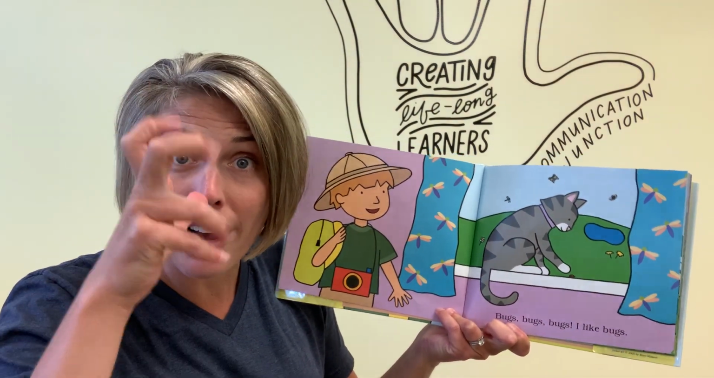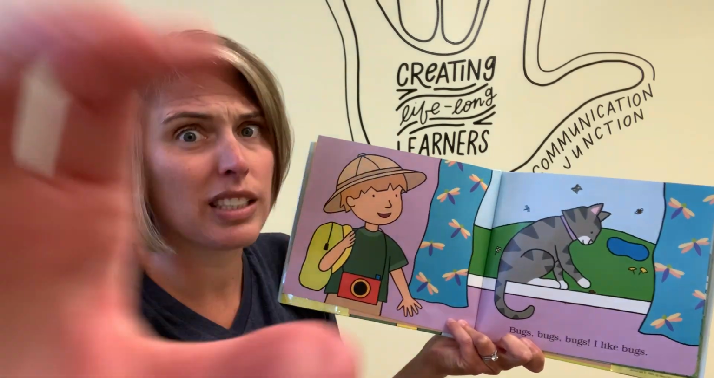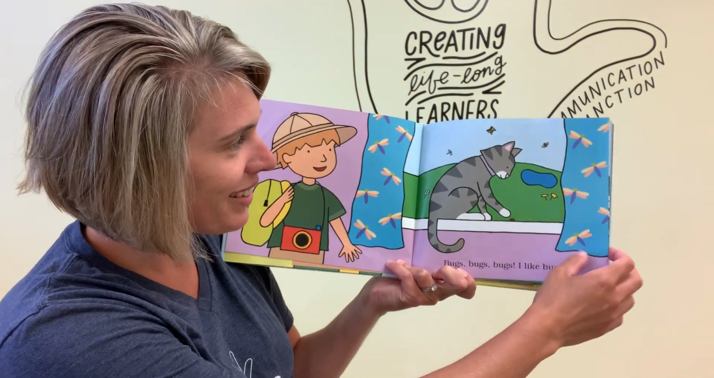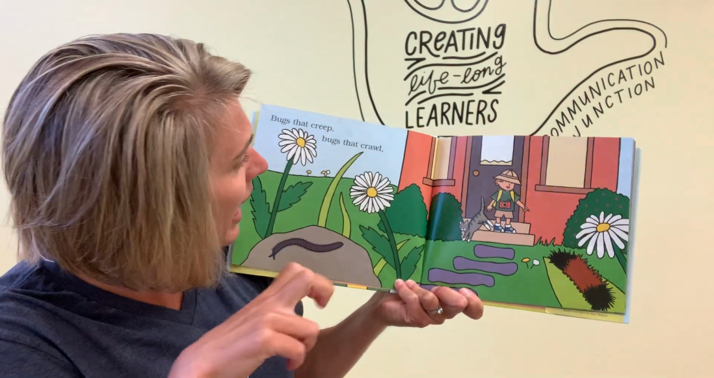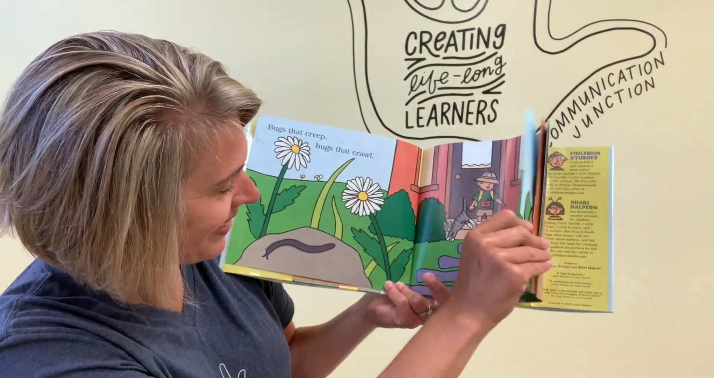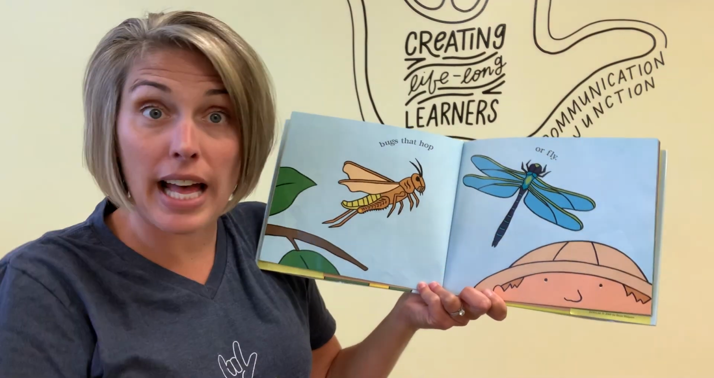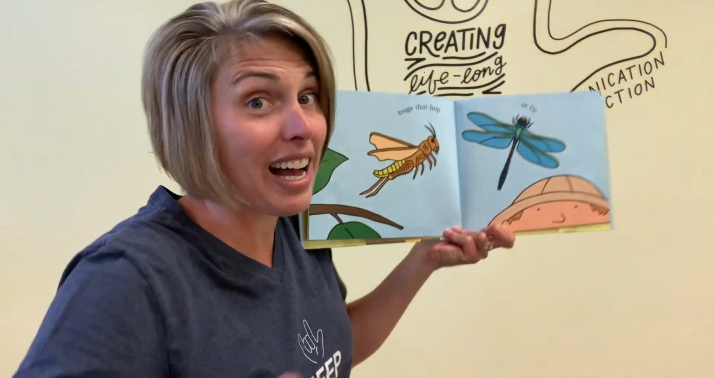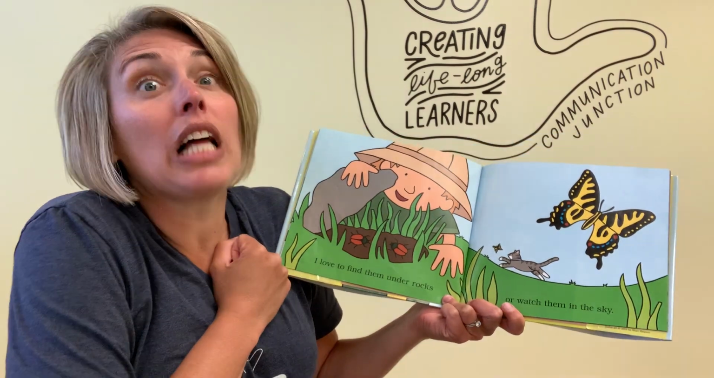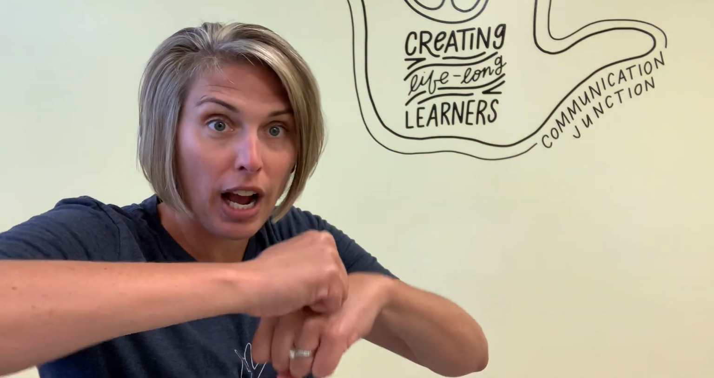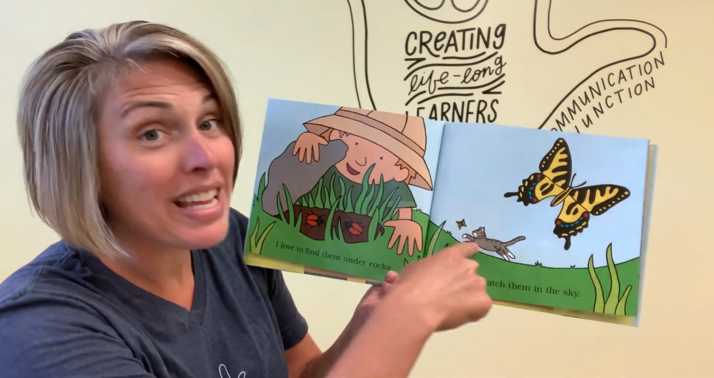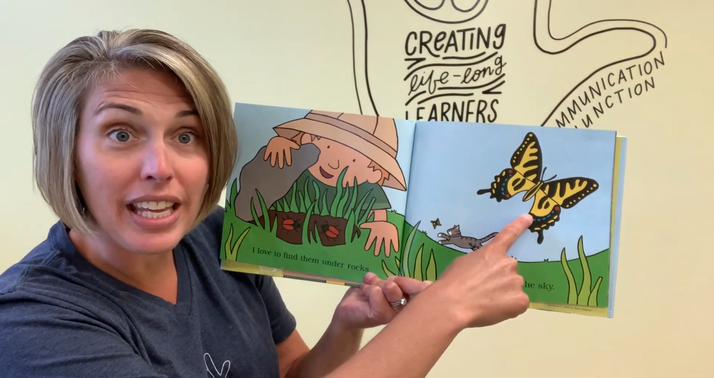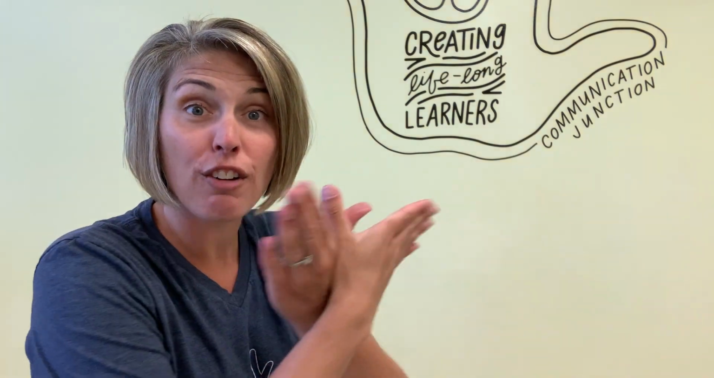Bugs, bugs, bugs. I like bugs. Let me move you down a little bit so you can see. There we go. Bugs that creep and bugs that crawl. Look at the caterpillar. Bugs that hop or fly. Can you fly around with me? I love to find them under rocks. Lift up the rock. Oh, it's a bug. Or watch them in the sky. What do you see? You're right. It's a butterfly.